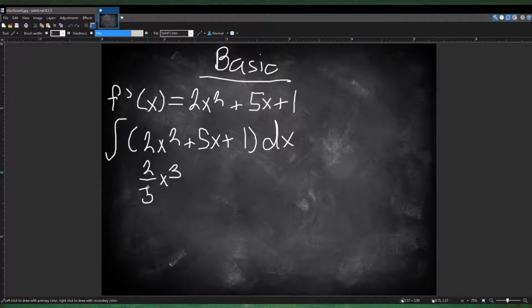So you can always check. 2/3 times the derivative of x cubed, which is 3x squared. So the 3 and the 3 cancel out, and you get 2x squared. So that's correct.